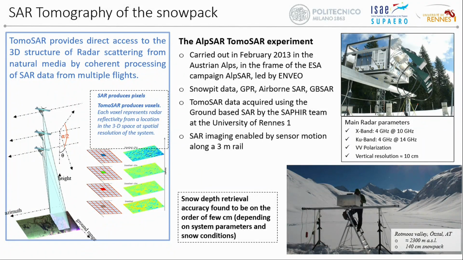And finally, we can retrieve the snow height by looking at the snow-ground interface minus the snow-air interface, just the difference in the tomography in order to estimate this. And the accuracy would be in the order of a few centimeters. And that's, of course, a very, very accurate system.